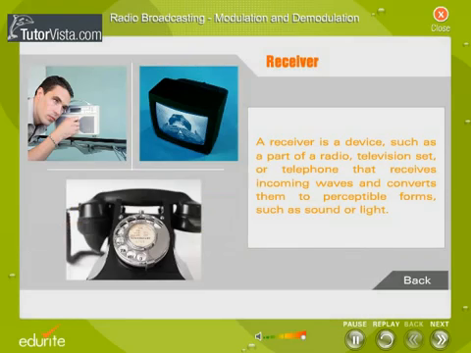A receiver is a device such as a part of a radio, television set or telephone that receives incoming waves and converts them to perceptible forms such as sound or light.